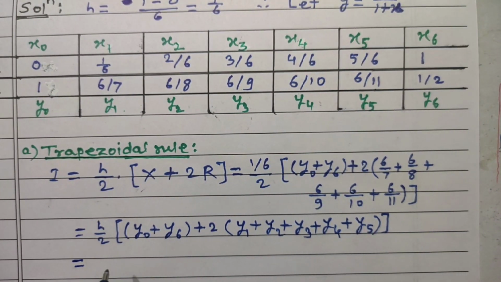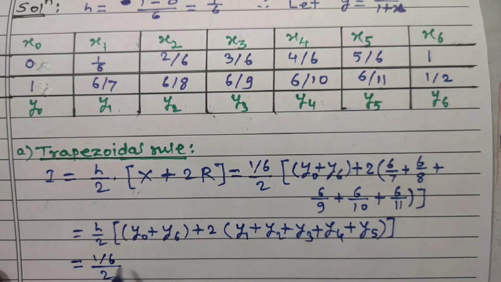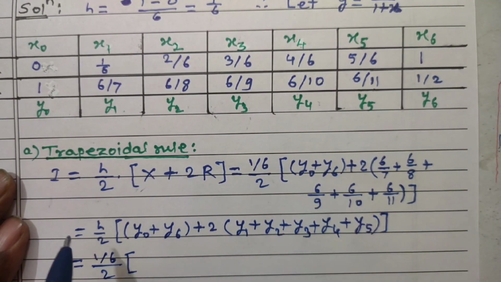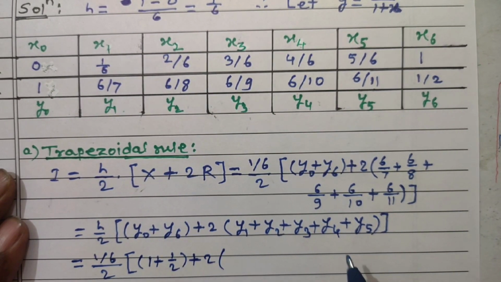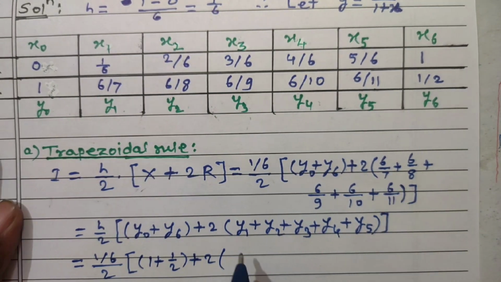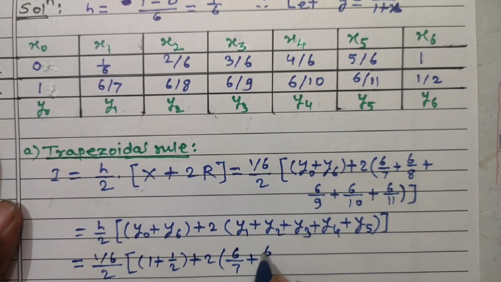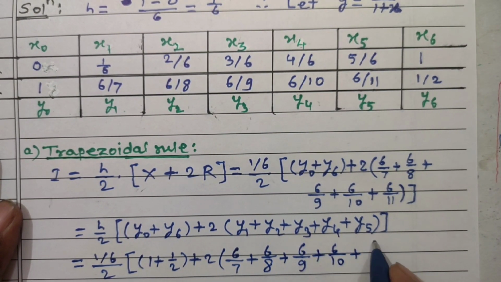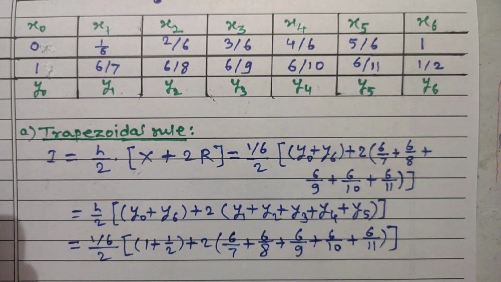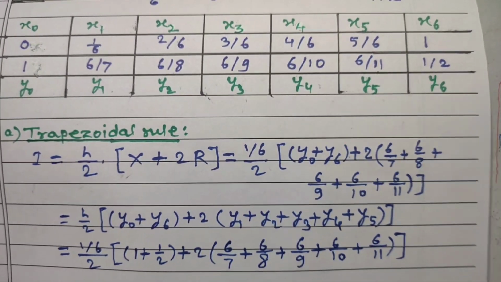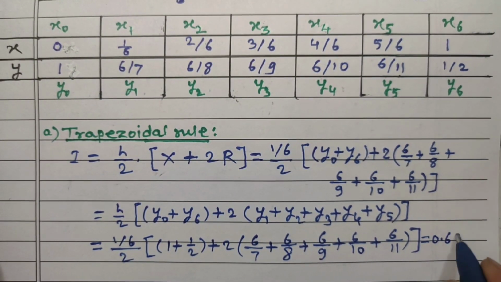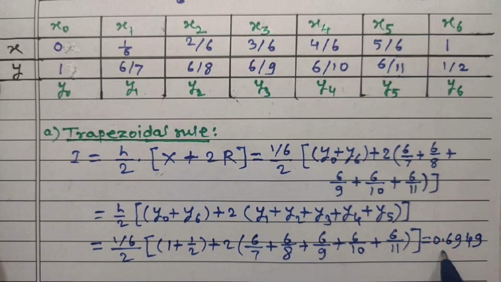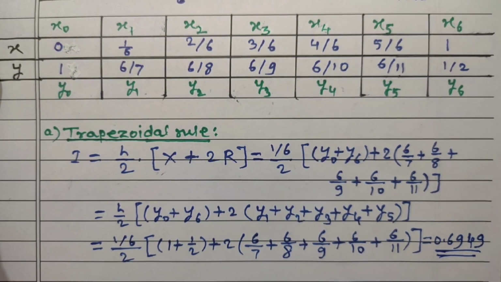So h is 1 upon 6, divided by 2 into bracket y0 plus y6, that is 1 plus half, plus 2 times the sum of all the remaining ordinates, 6 upon 7 plus 6 upon 8 plus 6 upon 9 plus 6 upon 10 plus 6 upon 11. You can calculate this by using a calculator and get the value of the right hand side. So I is equal to 0.6949, which is the value of the given integral applying the trapezoidal rule.